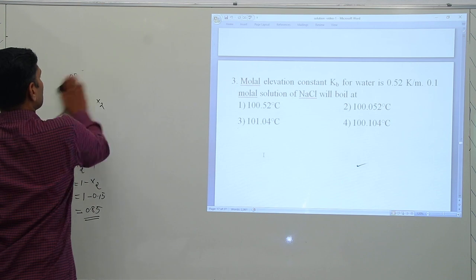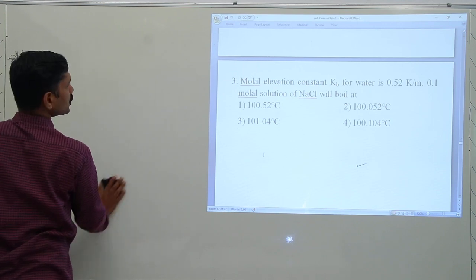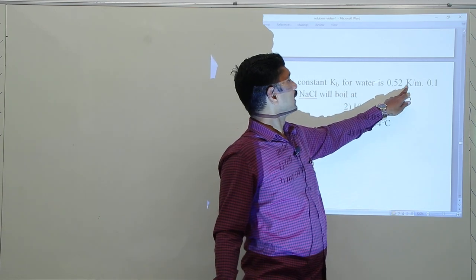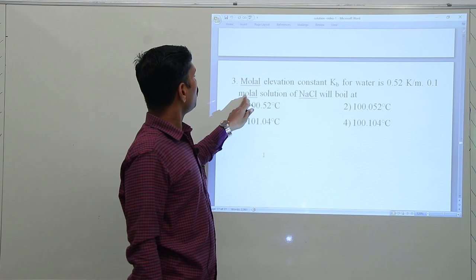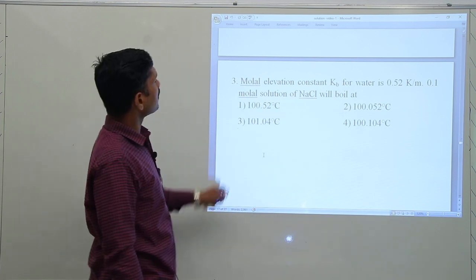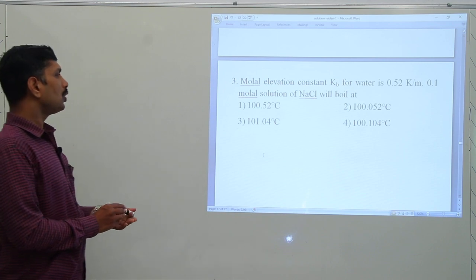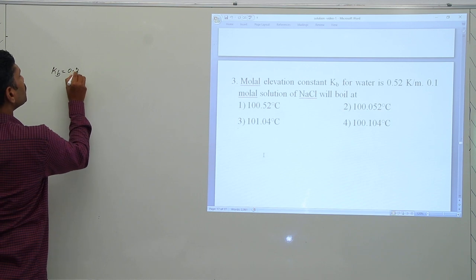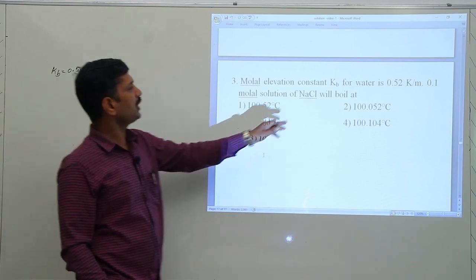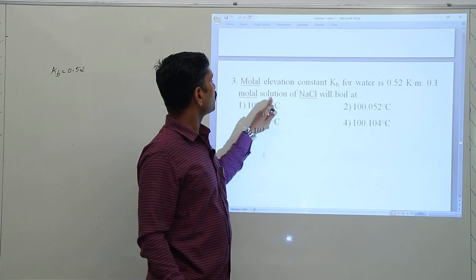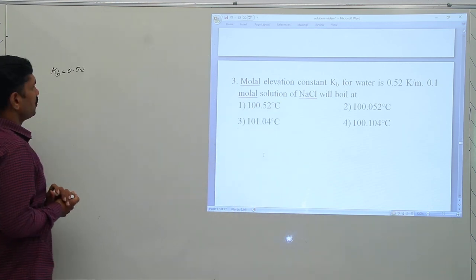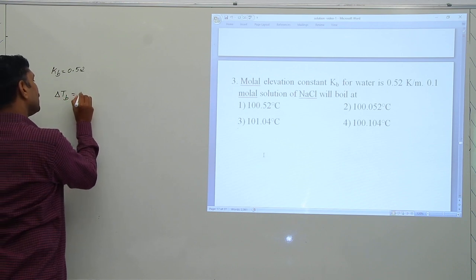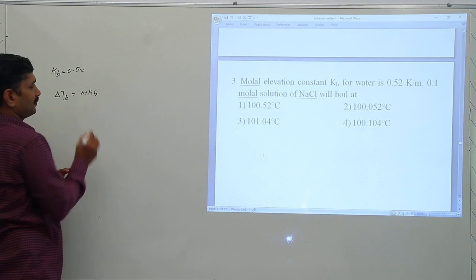So next question: the molal elevation constant Kb for water is 0.52 Kelvin per m. Where will a 0.1 molar solution of sodium chloride boil? Kb value is given: Kb is equal to 0.52, the given molal elevation constant. So we know that delta Tb is equal to m into Kb. It's a formula.